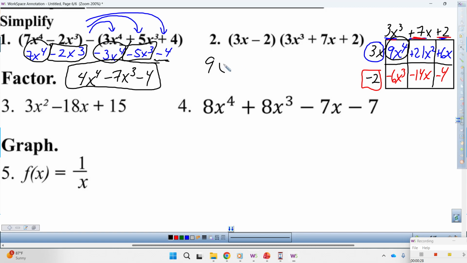So I write 9x to the fourth. What's the next down? The third degree. So we write negative 6x cubed. From there, what's the next one down? X squared. So we write positive 21x squared. Not last, but the next one is the x's, so we're going to combine the 6x minus 14x. That gives us negative 8x, and our constant is negative 4.